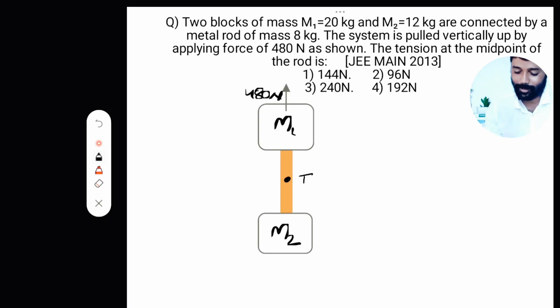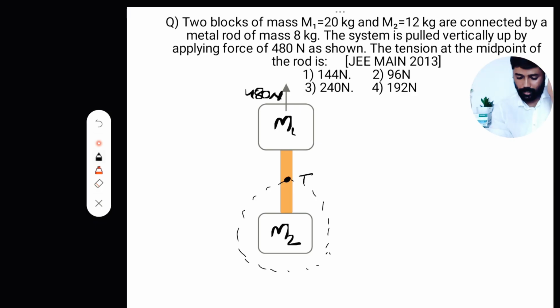Okay, this is an interesting question and it was asked in JEE in 2013. So we have to draw a free body diagram in order to solve this type of question. We can solve it in a different way too. Once you understand the concept, problem solving will be very easy. Now let us see, options are given.